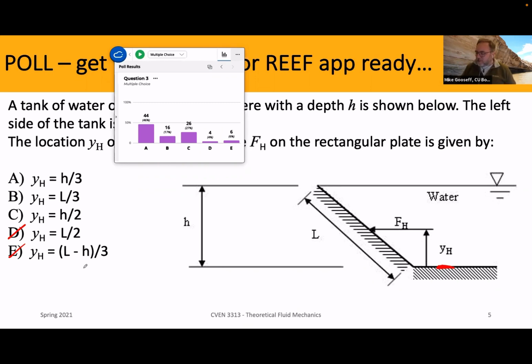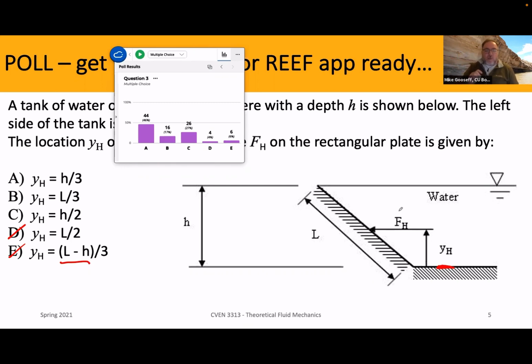L minus H over 2, I don't quite know where that would come from. Even if L was changed to some different angle, to my knowledge, there's not a good reason to take this difference and then divide it by 3. Let's go back up. All right, C was a popular one. So H over 2. H over 2 would be a location where we would take the average pressure to figure out FH, the horizontal force. Okay, that's good. But let's take it a step further.